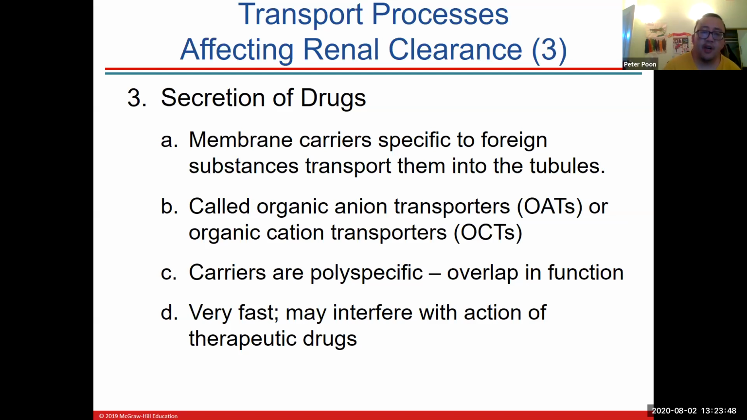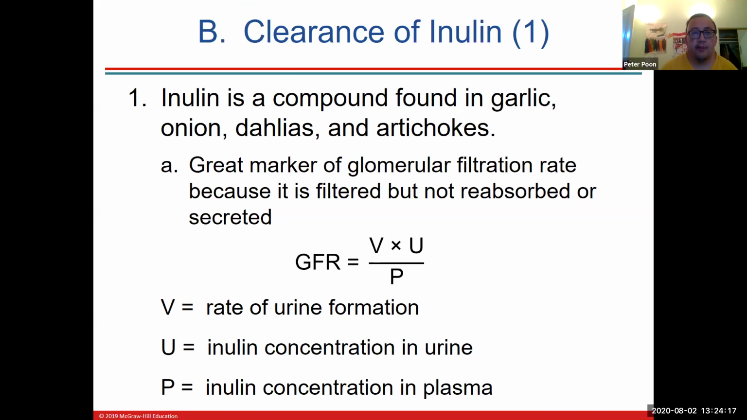Okay, secretion of drugs. I'm sure at least some of you had jobs where you needed to pass a drug test, and part of the drug test is you peeing in a cup, and this is why. We secrete drugs or drug metabolites into the urine purposely, and we pee them out.